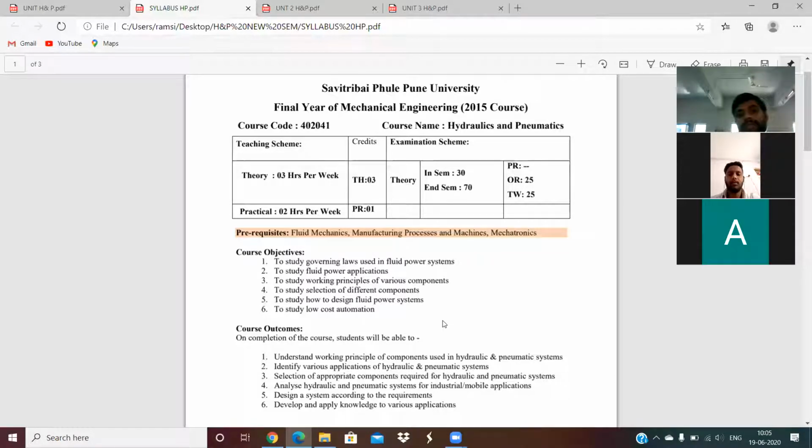So here we are seeing what the course objectives are. The course objectives you can see on your screen are: to study governing laws and use in fluid power systems, then to study fluid power applications, and the third one is to study the working principle of various components. So these are our course objectives. Similarly, we are having some course outcomes, which you can see on your screen. The course outcome is understanding the working principle and components used in hydraulic and pneumatic systems.